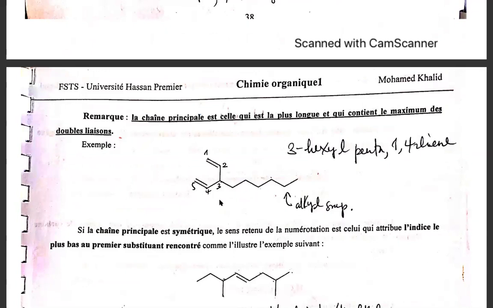The remark says, la chaîne principale est celui qui est la plus longue. That is rule number 1. We said that's what we have been saying all this time. Et qui contient le maximum de double liaison. Now, this rule has now changed. It has now added another factor. If it contains 2 double liaisons, that becomes the longest chain, regardless of having a chain of 20 carbon atoms.